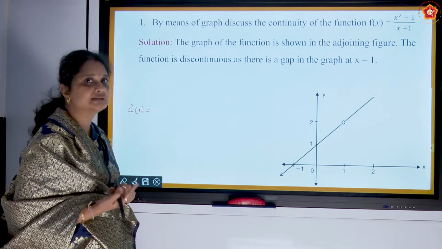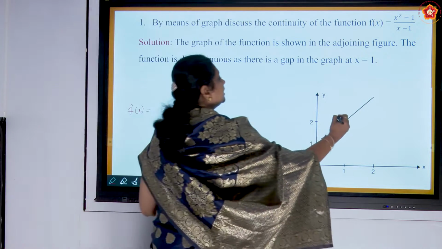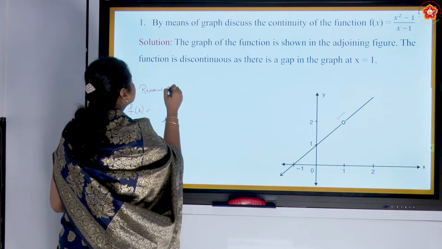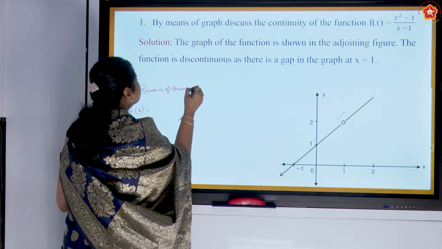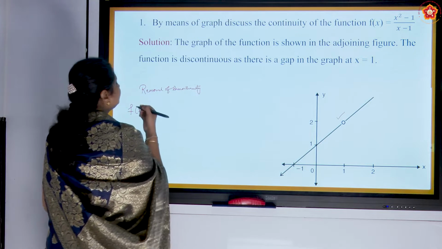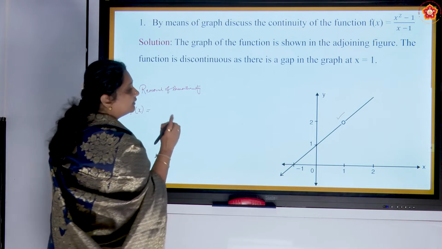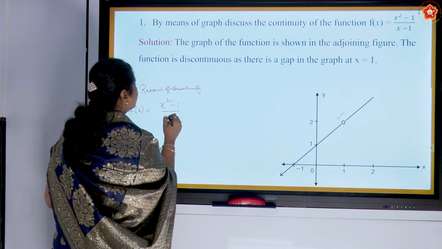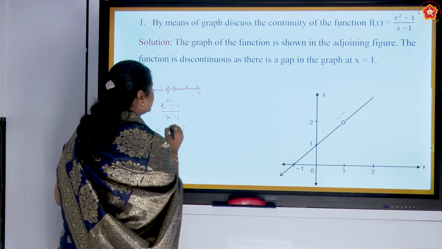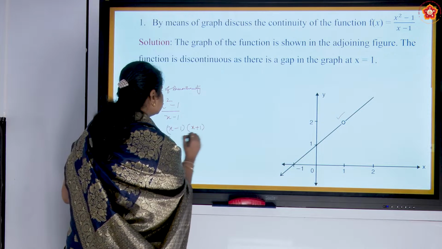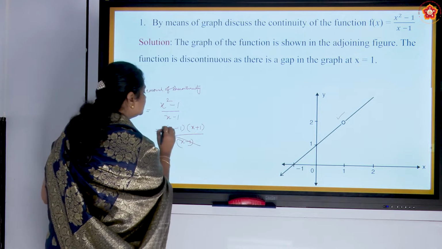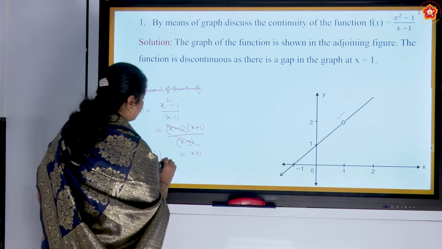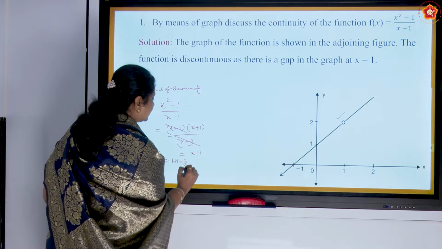So to remove this discontinuity, what can we do? There is a discontinuity here. So now we are going to see the removal of discontinuity. We are going to rewrite the function if possible and try to find the value of f of 1. So what do I do? f of x is equal to x square minus 1 by x minus 1. So let me factorize the numerator. I have x minus 1 by x plus 1 and x minus 1 on the denominator. I cancel it out and I get x plus 1. So now if I substitute 1 there, I have f of x is equal to 2.